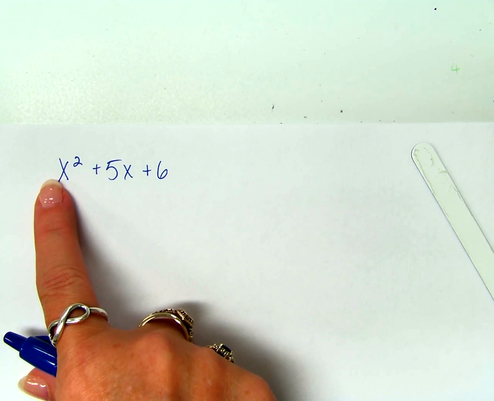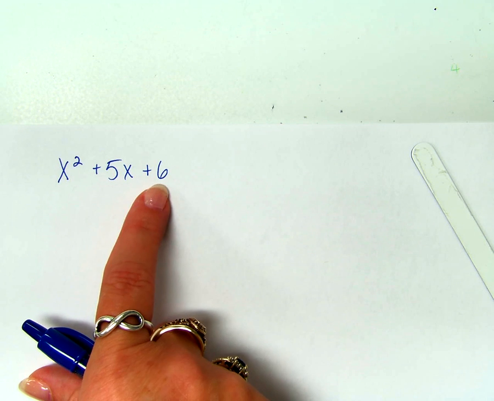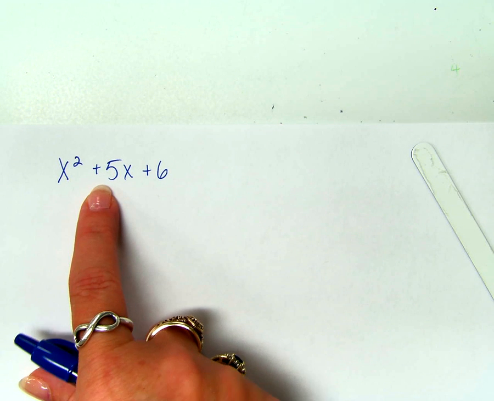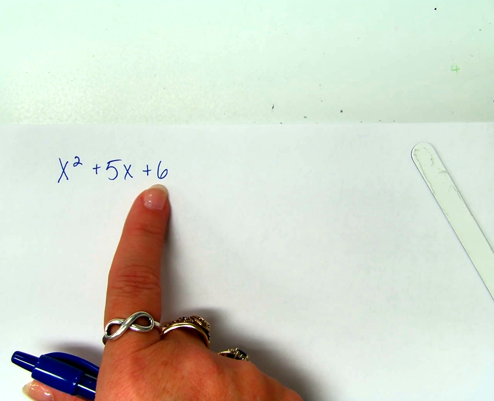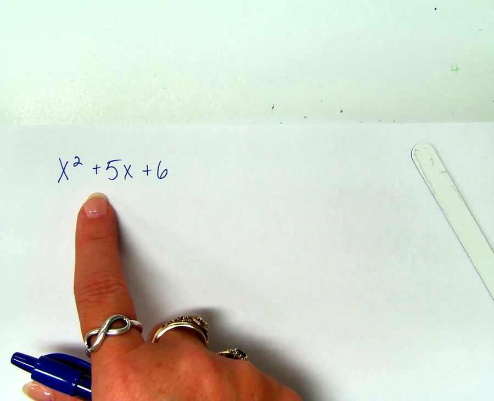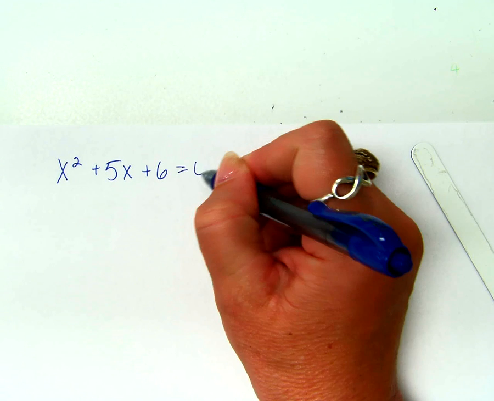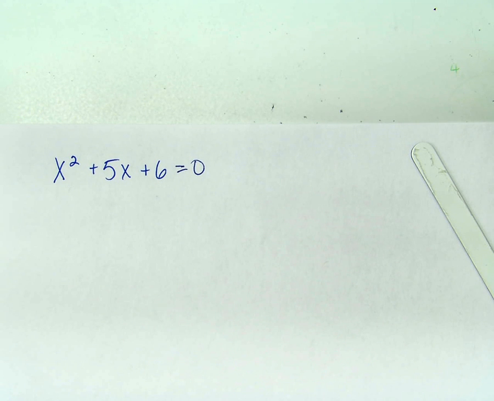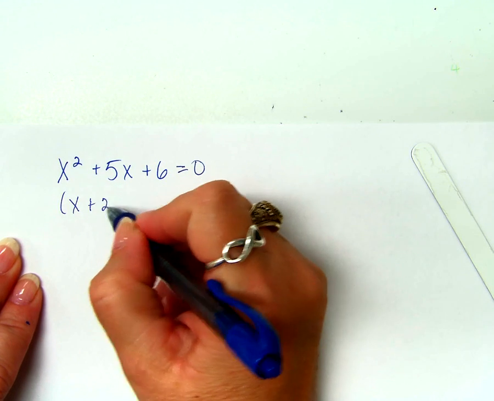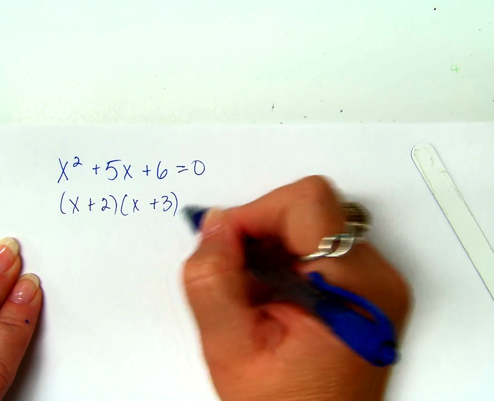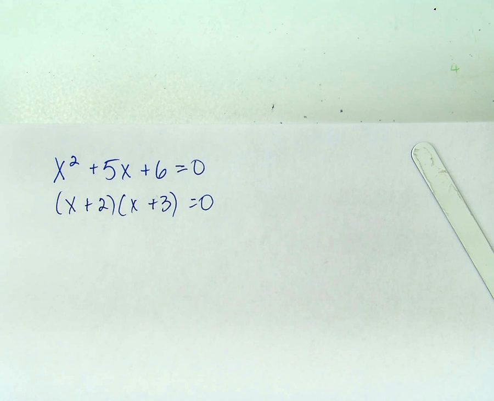It's a leading coefficient of 1, so you can do the shortcut and say what multiplies to be 6 and adds to be 5. 5 and 1? Multiplies to be 6, adds to be 5. 3 and 2, right? Now, would you know how to solve it? Maybe, maybe not. What if the directions say solve by factoring? Would you know how to solve it? Let me show you that you do. If you know how to simplify this, then you know how to solve it.